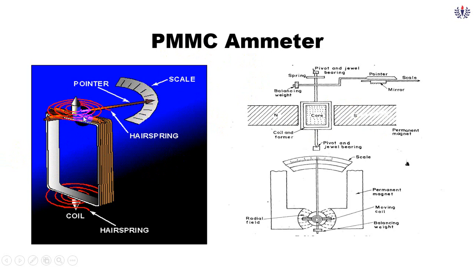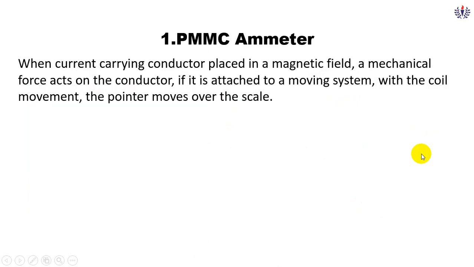This moving arrangement is connected in a pivot along with a jewel bearing where it can move freely, and it is connected with the hairspring, which is made up of phosphor bronze so that controlling torque can be applied. So this is about the construction of the PMMC ammeter.